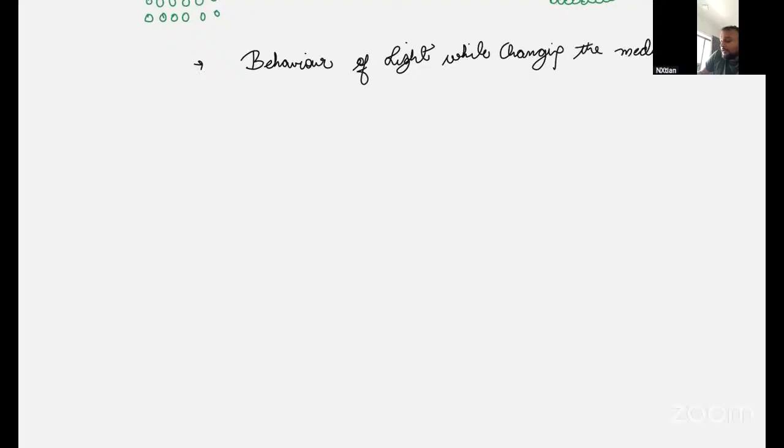Now we have to say light behavior. Okay. So of course there can be two possibilities in changing the medium. Light is traveling from rarer to denser, and the second one is denser to rarer. Did you understand? There can be two possibilities. Any third possibility? So when light is coming from rarer to denser.